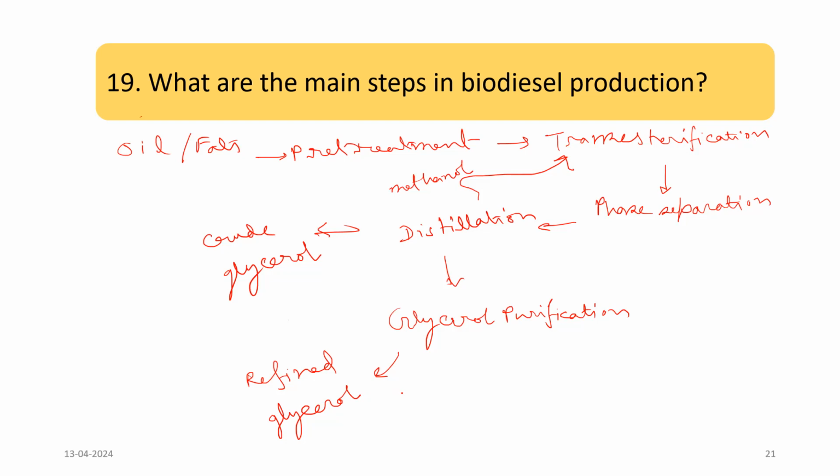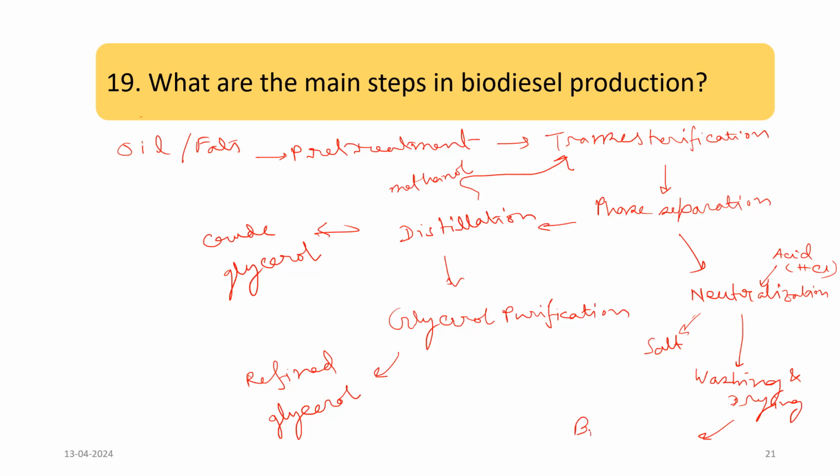Right? So after the phase separation step, there is neutralization of the catalyst. So how are we neutralizing? We are giving acid, that is HCl. Then we are getting salt. Then after neutralizing the catalyst, we are doing washing and drying, and we are getting the biodiesel. So this is our desired product, that is the biodiesel.